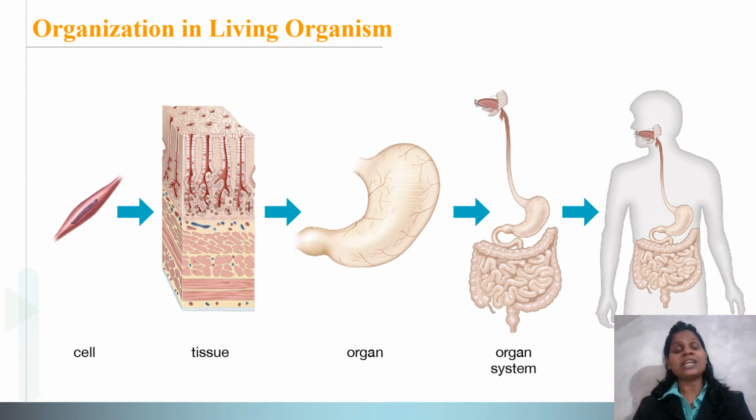Similarly, if we see the organization in a living organism, the cell is the smallest component. You can see in this picture, the cells unite to form tissues. Now the tissues comprise and make one single organ. These organs come together and make one organ system. And this is how the hierarchy of a living organism works. Hope you have understood what is cell. So, cell is the smallest unit of a body.